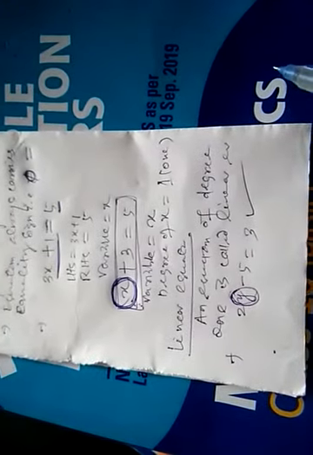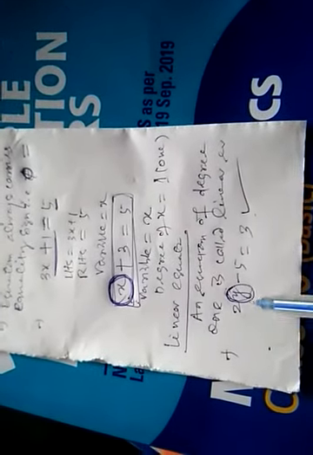For example, 2y minus 5 equals 3. Here the variable is y. What is the degree of this variable y? It is 1. So this is called a linear equation. And how many variables are there? One. So that's a linear equation in one variable.